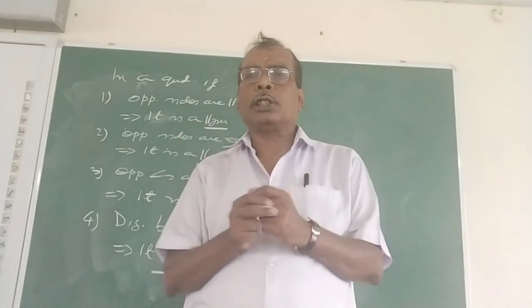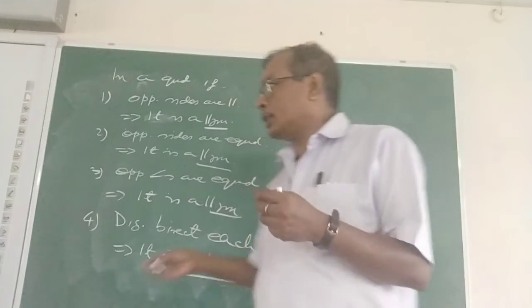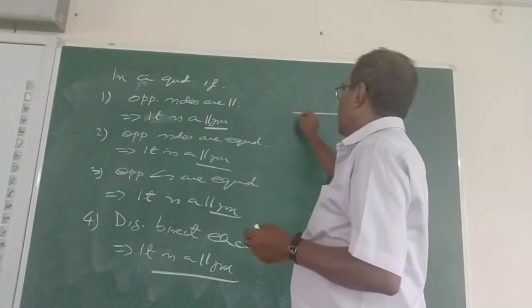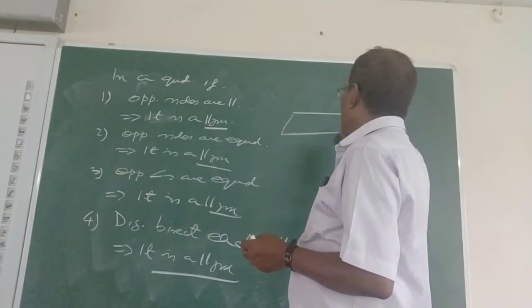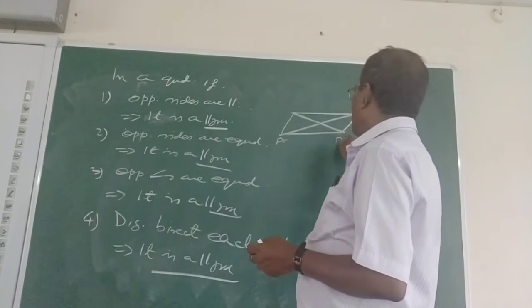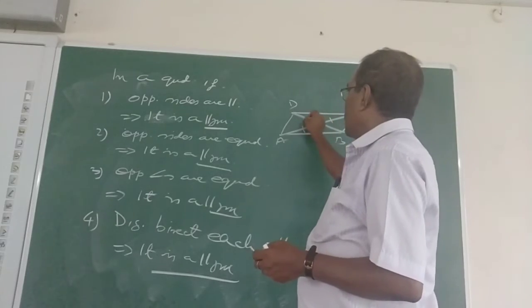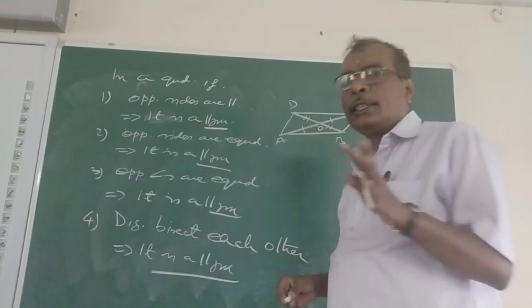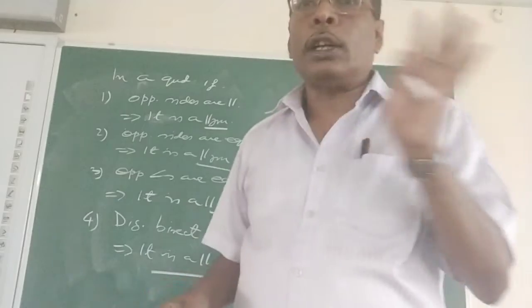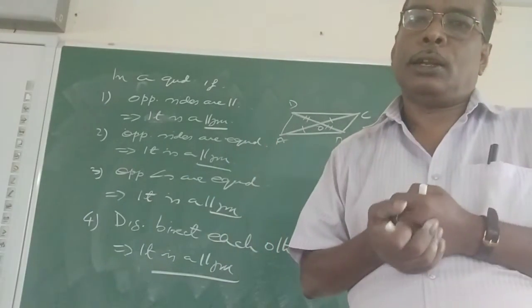Suppose in a particular question, a quadrilateral is given, with the two diagonals, A, B, C, D. And if it is given AO and CO are equal and BO and DO are equal, that is, I want to say that in this quadrilateral diagonals bisect each other. Then quite natural it is a parallelogram.